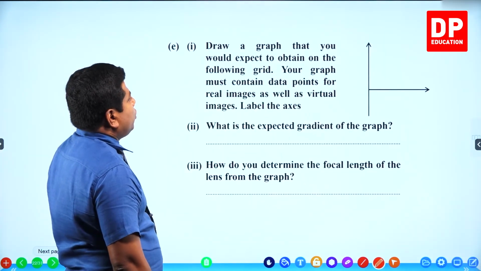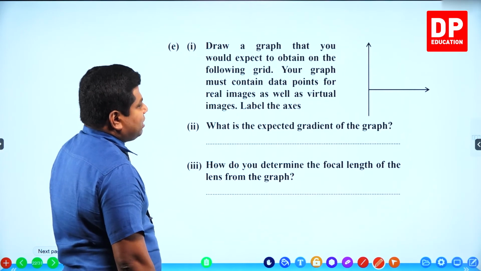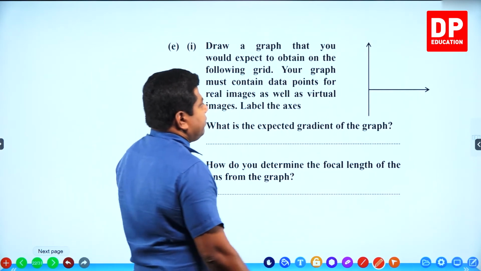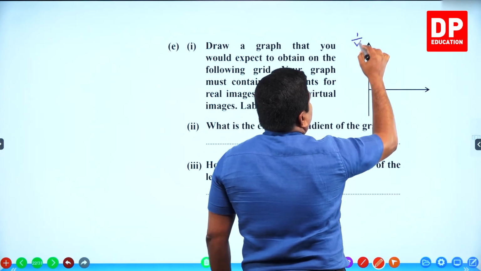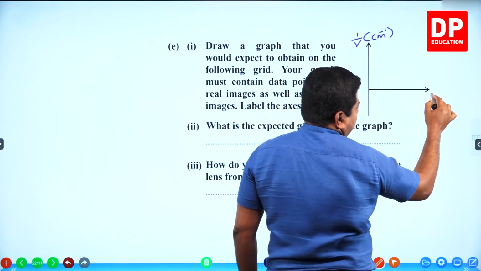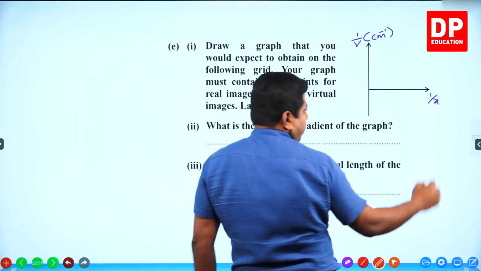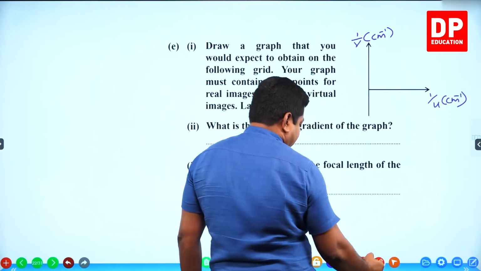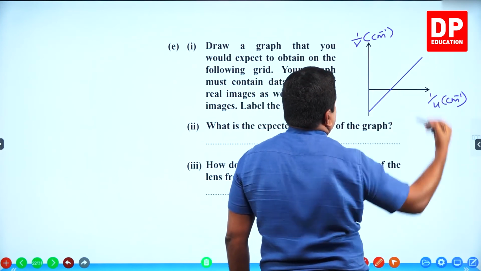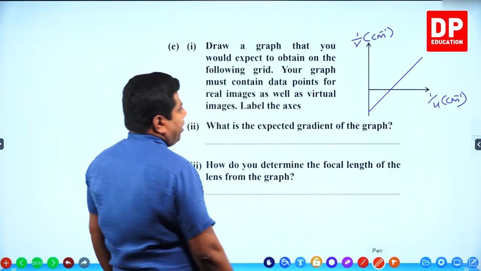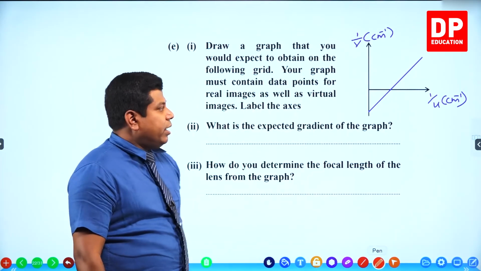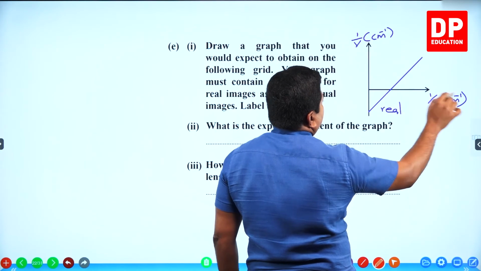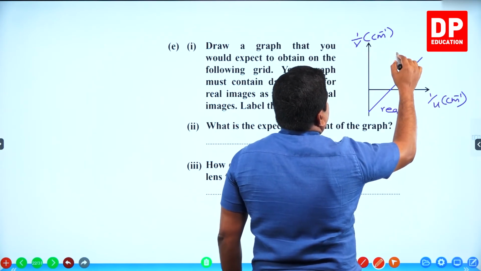Draw a graph that you would expect to obtain on the following grid. Your graph must contain data points for real images as well as virtual images. Label the axis. So this is 1 over V, centimeter minus 1, and 1 over U, centimeter minus 1. This is the same graph that we drew in our experiment. So where will you have the real images? When U is plus, if V is minus, this is real images. When U is plus, V is also plus, that is for virtual images.